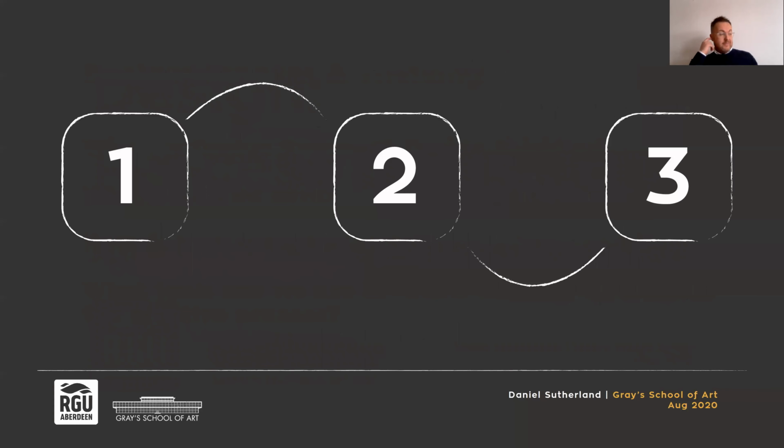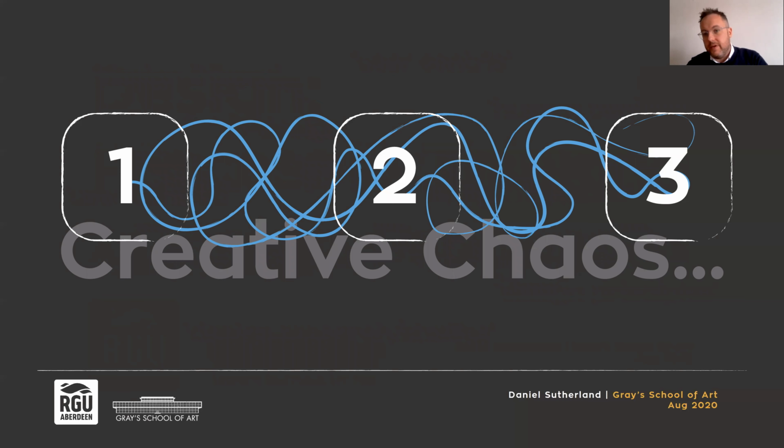So surely a design process is simply like 1, 2, 3. You start, you have a problem, or a creative challenge of some kind. You come up with some ideas in point 2, and then you prototype them, you make something, you output something, you resolve something in point 3. And yes, naturally, there's a natural instinct to move through a process in this way, but a great deal of the time, what actually happens is a bit of this.